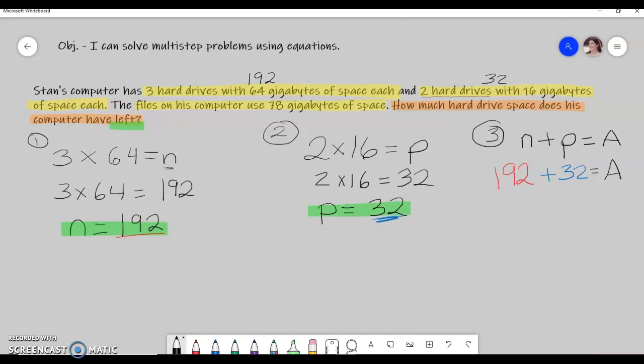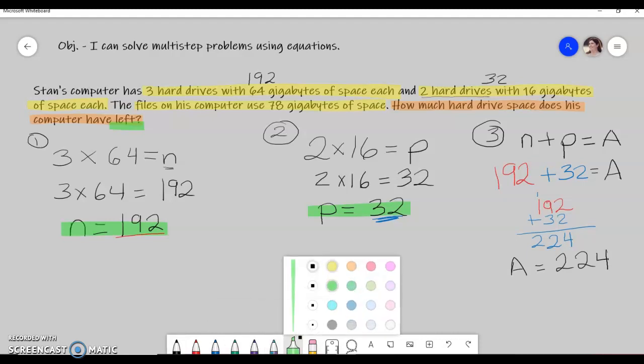So now if I add these together, it's kind of hard to add these horizontally like this. So I'm going to rewrite it. So 192 plus 32. 2 plus 2 is 4. 9 plus 3 is 12. Carry the 10. And 1 plus 1 is 2. So that means that A equals 224. Now here's the thing though, we're not done.